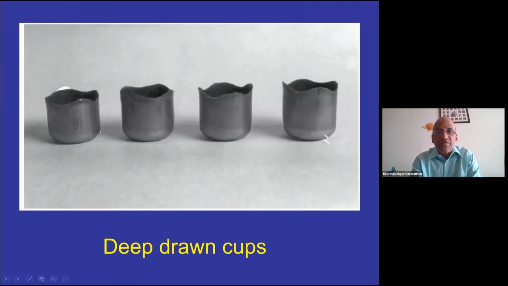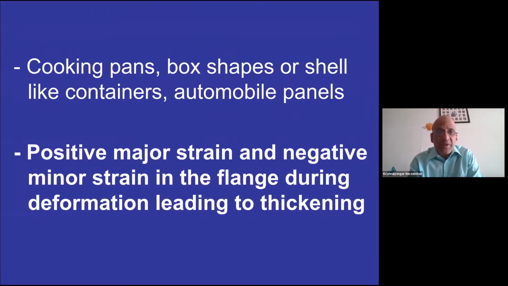We have seen very familiar cups like this, like our kitchen utensils or a gas cylinder. So these are all deep drawn cups. And what is typical out here, of course, you have a variety of applications for that. But in terms of the deformation condition, the deep drawing mode is defined by positive major strain and negative minor strain in the flange. Okay, so this is what is characteristic of the deep drawing mode of forming.